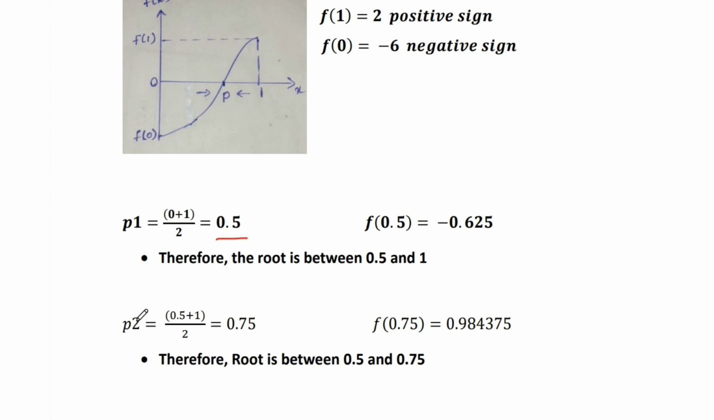Then again we find the midpoint between 0.5 and 1. It is 0.75, and the sign of f(0.75) is positive. Therefore, our root is between 0.5 and 0.75. Now you know the process of finding the root using the bisection method. So let's create a table and use the scientific calculator, so we can easily find the roots quickly.